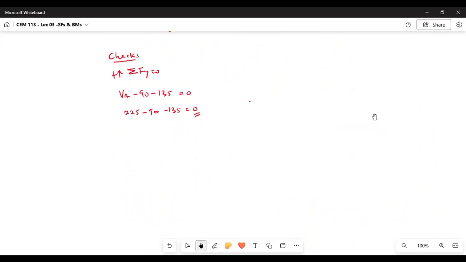So the next problem is problem 3.7. Given.